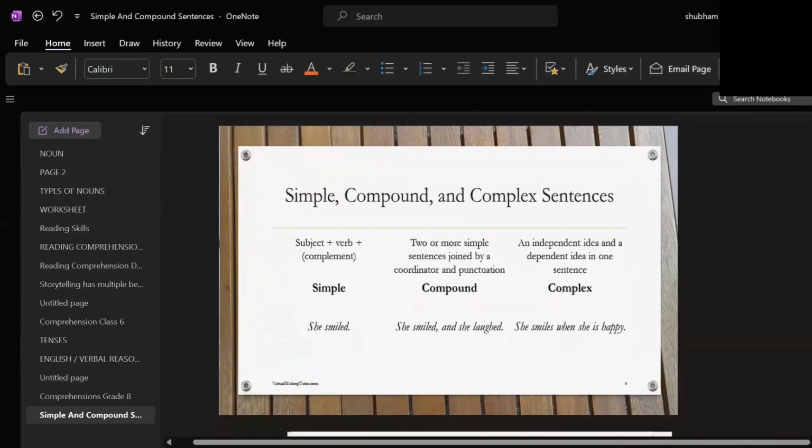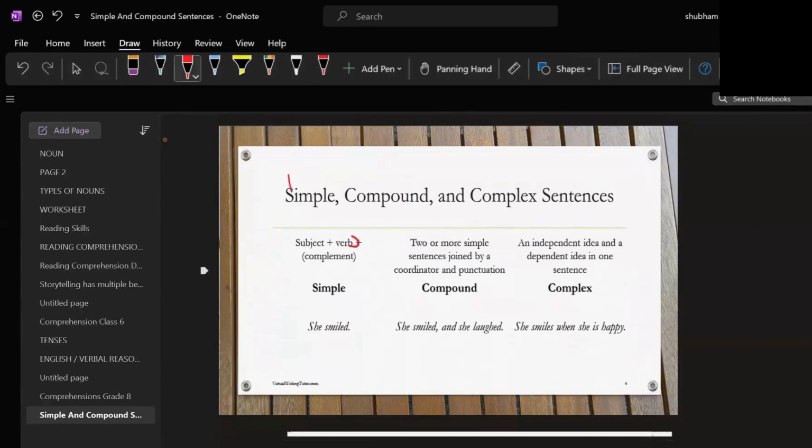Okay. Now look at this screen. This tells you about what is a simple sentence, what is a compound sentence, and a complex sentence. So the first thing that we are going to understand is what is a simple sentence. A simple sentence is formed with a subject and a verb. So what are the two main components of a simple sentence? A subject and a verb. Yes. Is my screen properly visible to you? Yes, ma'am. Okay. So a subject and a verb. These are the two main parts of a simple sentence.